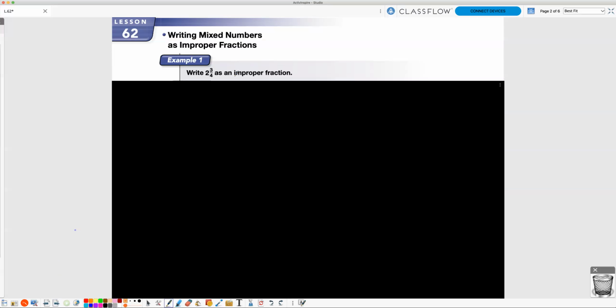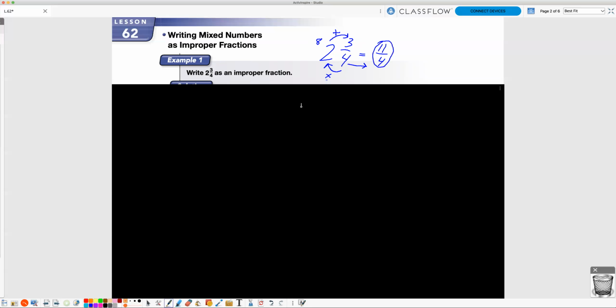Let's look at another example here. If you were to write 2 3/4 as an improper fraction, you simply have to take the 2 3/4. You're going to multiply the 4 times the 2, and we're going to add whatever the answer to that is to the numerator. So this is addition here. So 4 times 2 equals 8, and 8 plus 3 equals 11. And then the denominator just stays the same. So this would be 11/4.